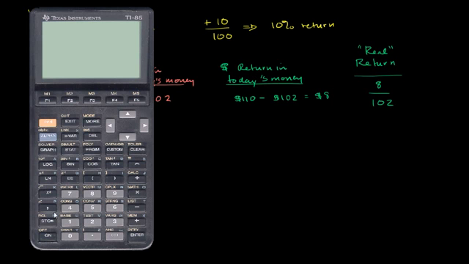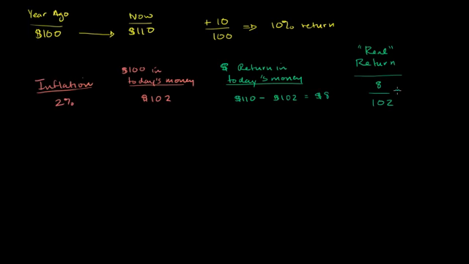And so we get our calculator out. 8 divided by 102 is 7.8%. So this is equal to 7.8%. So even though the nominal return, the number, if we just look at what we got in exchange for what we invested, even though the nominal return was 10%, because there was 2% inflation, our actual purchasing power only increased by 7.8%.